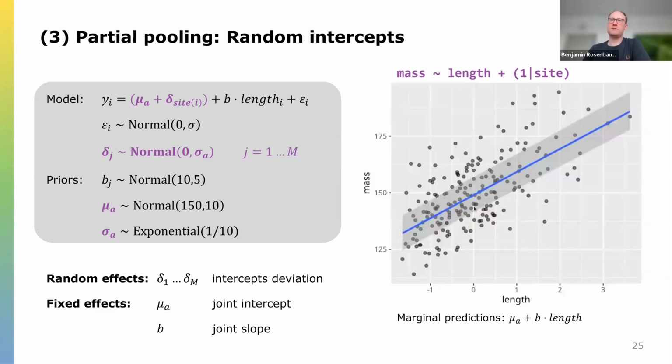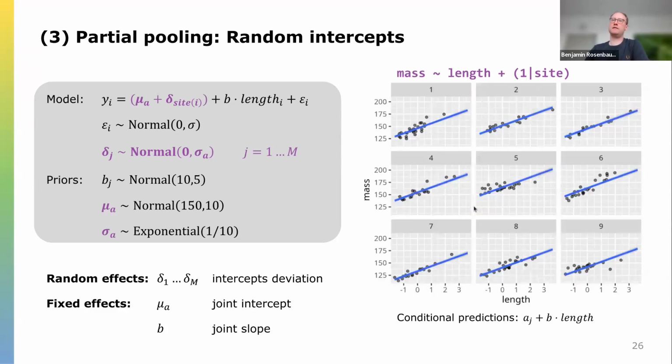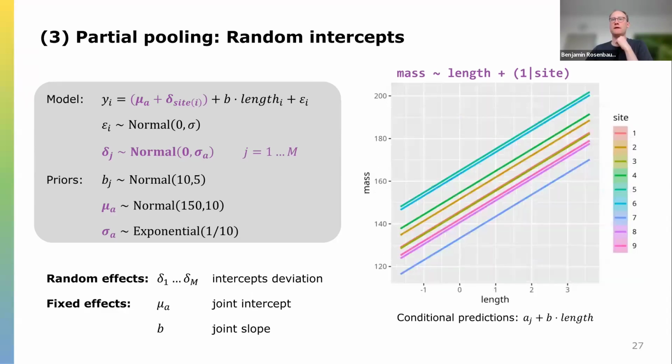And yeah, this is called marginal prediction. But if you plot these on site level, so including the random effect, this is called a conditional prediction, conditional on site. And I think you can imagine where this is going. Again, here is a picture where these are parallel. They are allowed to vary in the intercepts in this random effects fashion.